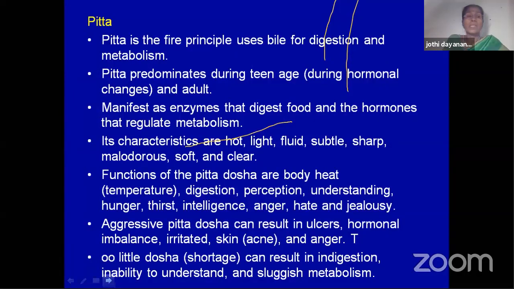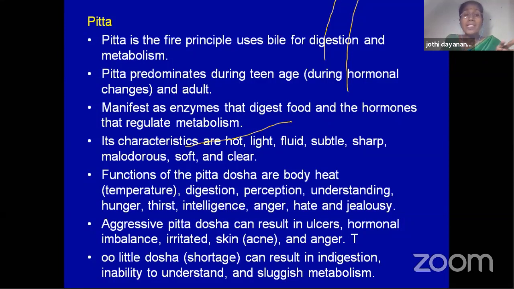Now comes the Pitta. Pitta is a fire which is basically produced by the digestive juices. The principle uses bile for digestion and metabolism. And Pitta predominates in the teenage years during hormonal changes and in adulthood. So when there is a change at puberty age, it gets dominated and manifests as enzymes that digest food and the hormones. Adrenaline is another hormone, which helps to activate your kidney, right?